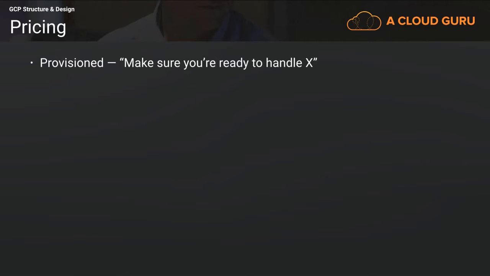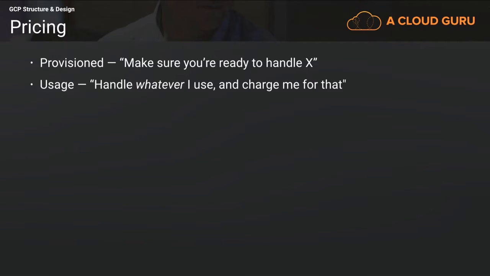One of the ways you might pay for a service is by provisioning a certain capability. You tell Google, make sure you're ready to handle this amount of load. Have those resources sitting there and waiting for my stuff. In this model, you're paying for the resources to be ready for you, regardless of whether you wind up using them. The other model is by usage, where you say to the service, handle whatever I use, and charge me for that. Now, unfortunately, this isn't something that you generally get to choose one or the other. It's that the service is built to either be provisioned or to charge based on usage.